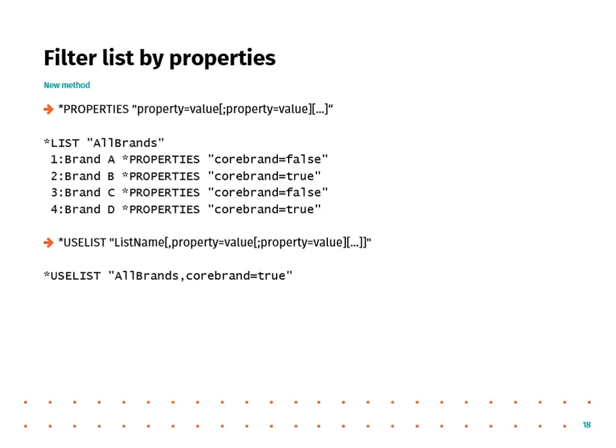For instance, quite easy. If I just want to create a list in my question based on the core brands, then I say all brands, core brands equals true, and then it will just show me in this question the categories B and D, because there the property is according to the property I specify here.